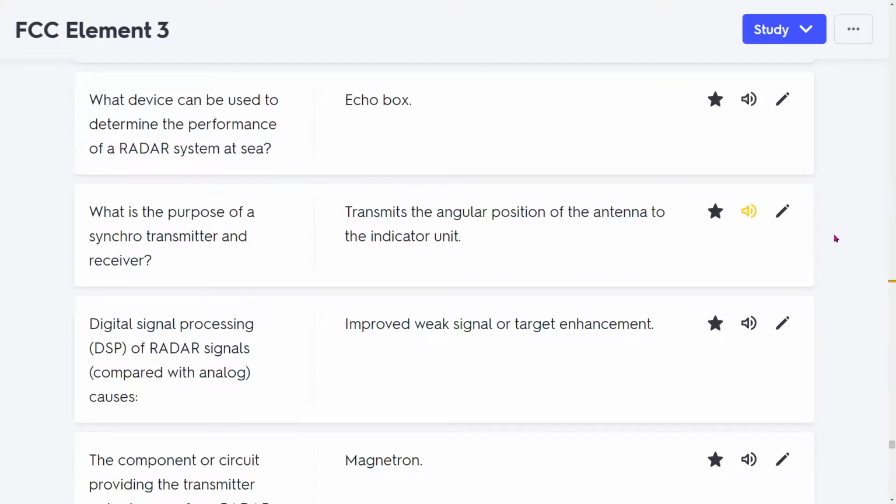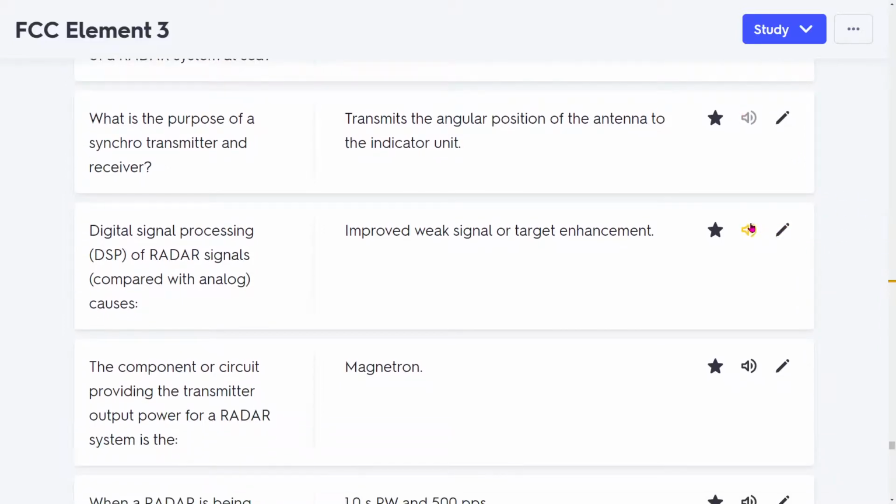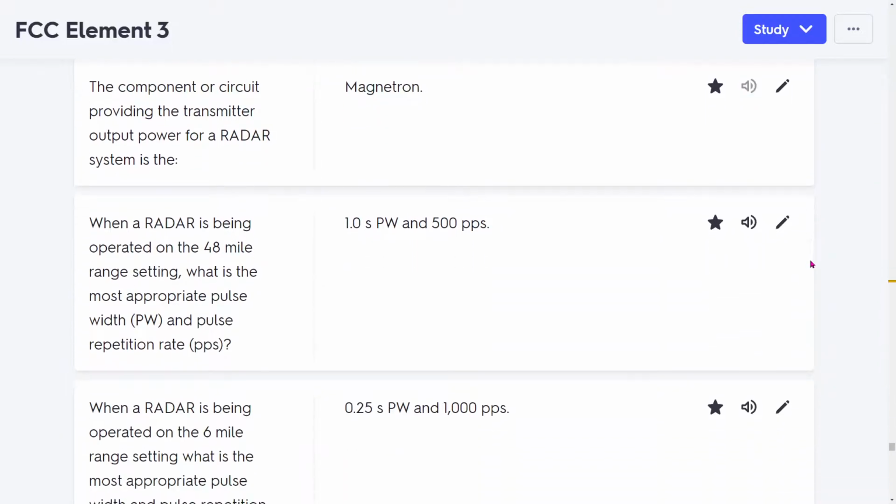What is the purpose of a synchro transmitter and receiver? Transmits the angular position of the antenna to the indicator unit. Digital signal processing of radar signals causes improved weak signal or target enhancement. The component or circuit providing the transmitter output power for a radar system is the magnetron.